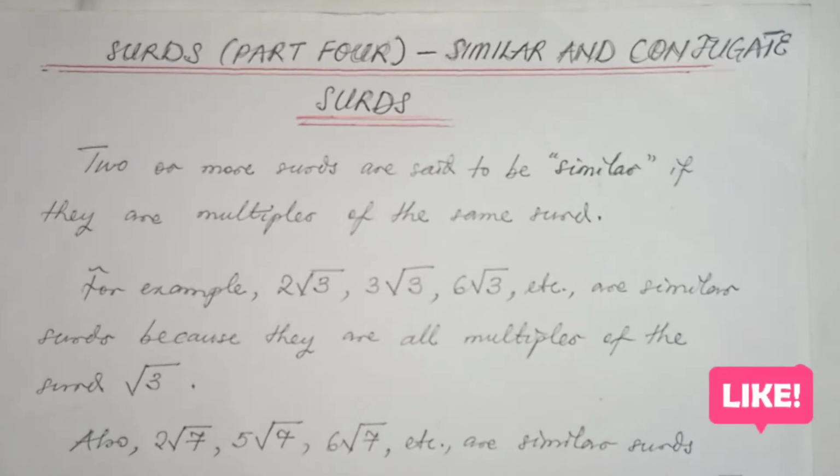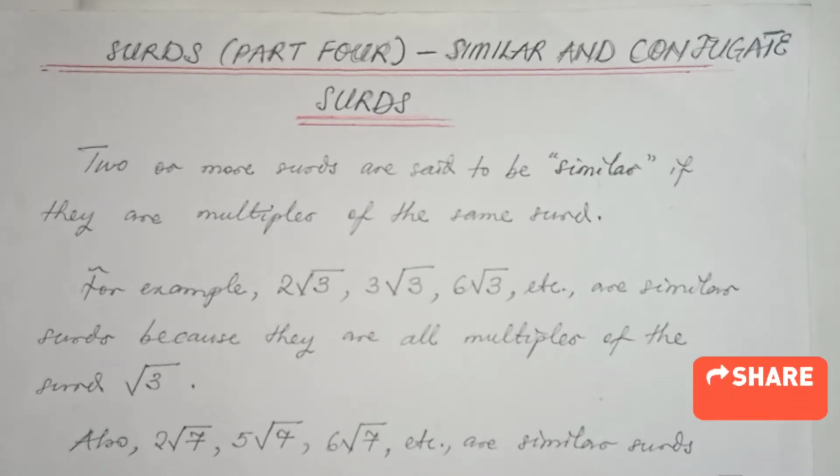Today we are going to be considering similar and conjugate sorts under what I'm going to be calling sorts part 4. So the question is, what are similar sorts, or when are sorts said to be similar? Two or more sorts are said to be similar if they are multiples of the same sort. It's as simple as that. When two or more sorts are multiples of the same sort, they are said to be similar.